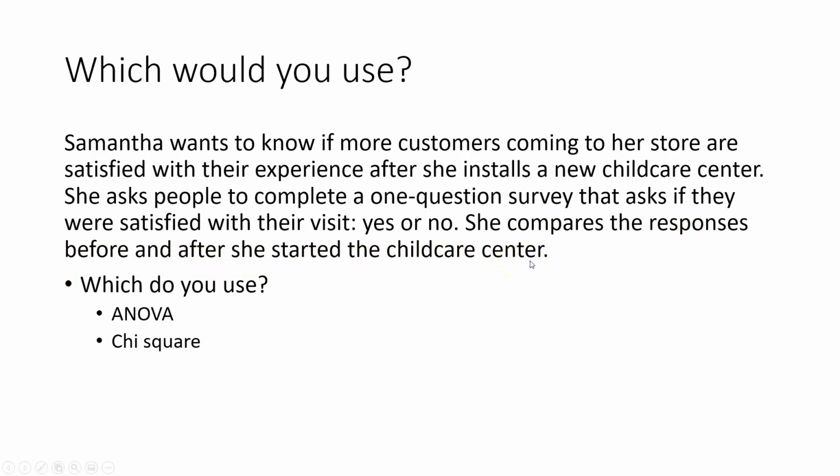So you need to figure out whether you should use an ANOVA or a chi-square in this situation. In order to answer this, you should figure out what is the independent variable and what is the dependent variable. And if the dependent variable is measuring averages, you'd use an ANOVA. And if it's measuring percentages, you would use a chi-square. So go ahead and pause your video, take a moment, and answer that question.